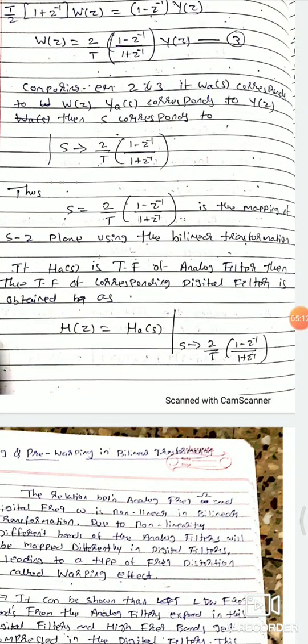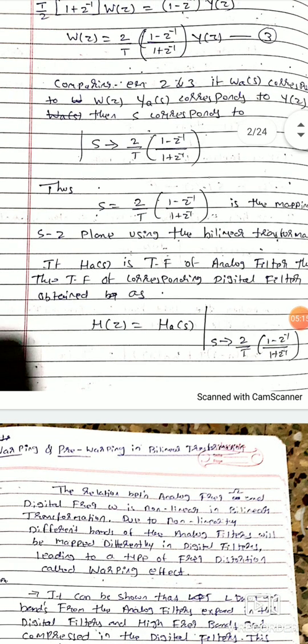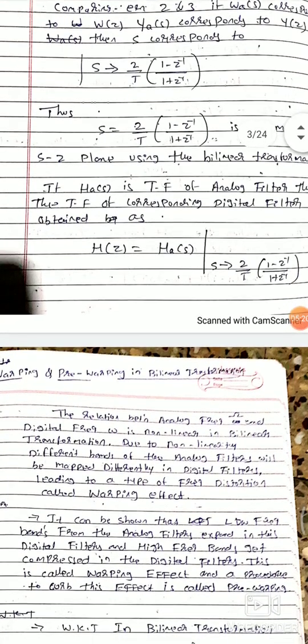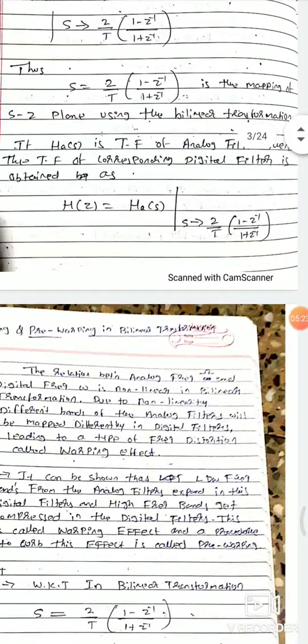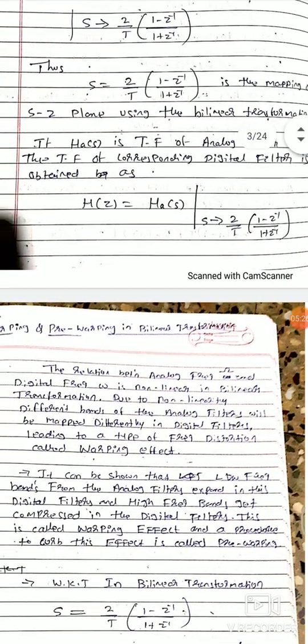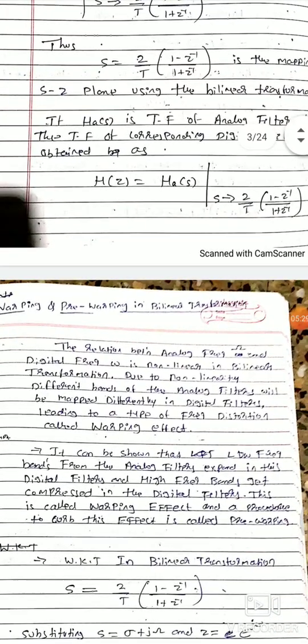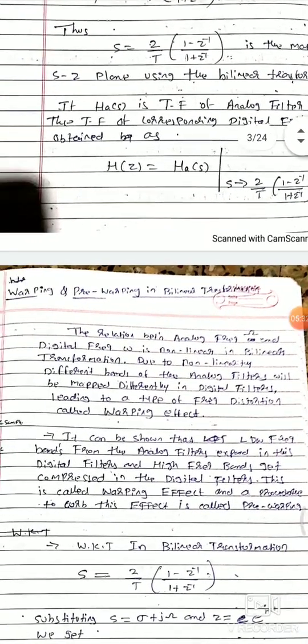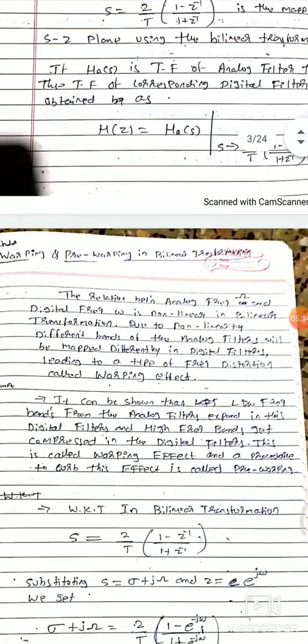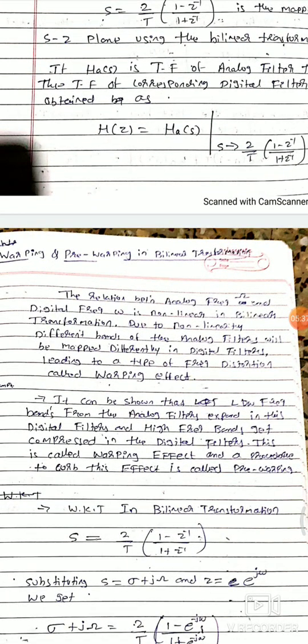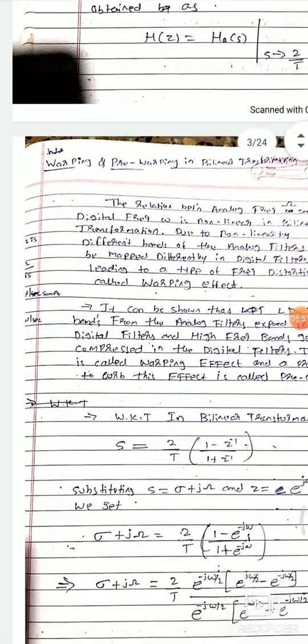So compare this 2 and 3. Comparing, you can write s equals 2 by T into 1 minus z inverse divided by 1 plus z inverse. This is nothing but the mapping equation, the mapping of s to z plane using bilinear transformation. So if H of s is the transfer function of the analog filter, then the transfer function of the corresponding digital filter is obtained as H of z equals H of s, where s is replaced by 2 by T into 1 minus z inverse divided by 1 plus z inverse. This is the mapping equation derivation for bilinear transformation.